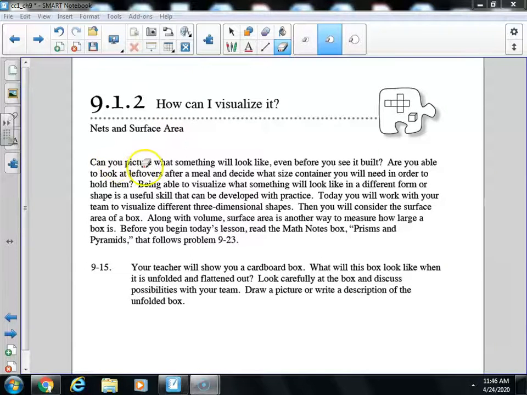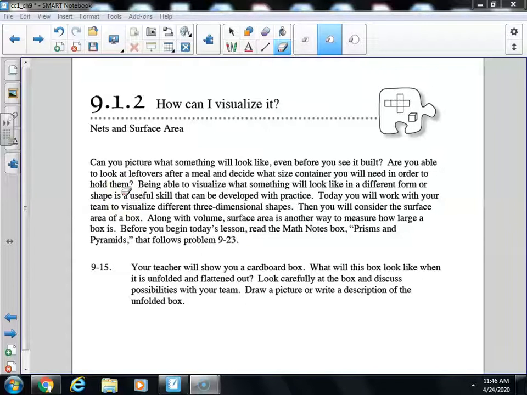So can you picture what something will look like even before you see it built? Are you able to look at leftovers after a meal and decide what size container you will need in order to hold them? Being able to visualize what something will look like in a different form or shape is a useful skill that can be developed with practice.